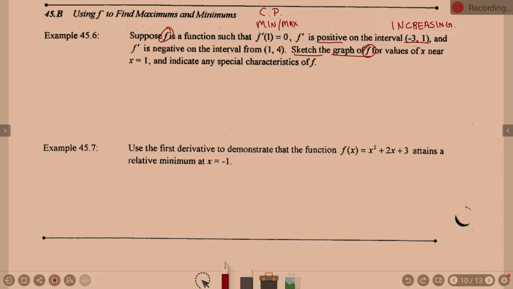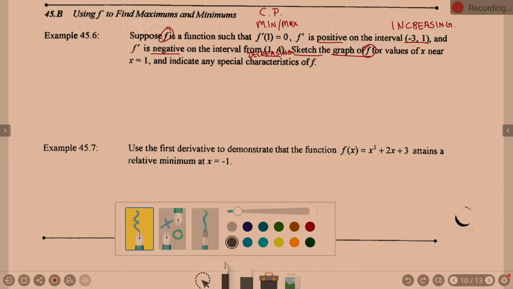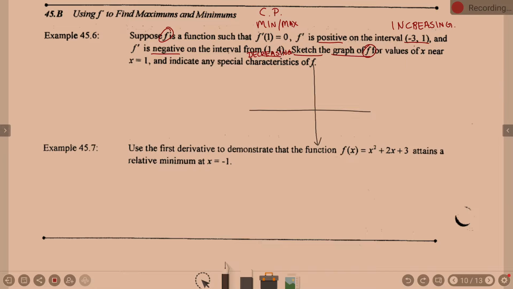And f prime is negative on the interval 1 to 4. If the derivative is negative, what is the graph doing? Decreasing. Okay. Sketch the graph of f for values of x near x equals 1. And indicate any special characteristics. Let's see. We know we're talking about x equals 1.